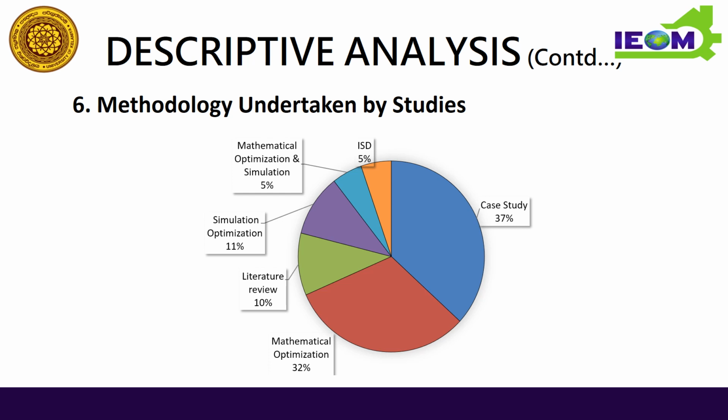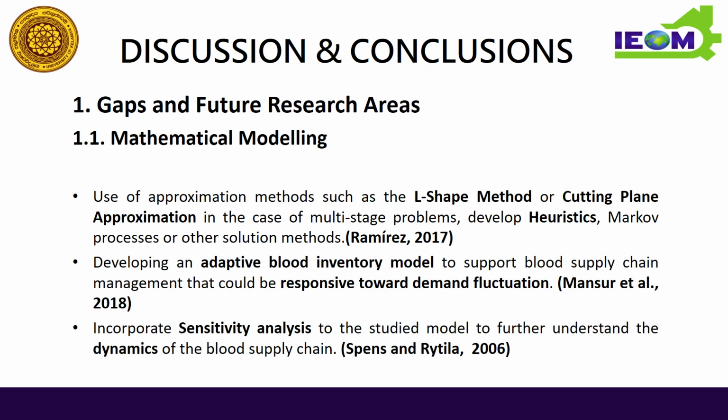37% of the studies undertook a case study approach, 32% undertook a mathematical optimization approach, and 11% undertook simulation optimization as well. Then other approaches were literature review, mathematical optimization and simulation, and information systems design. Next I'm going to the gaps and future research areas that are available in this arena.